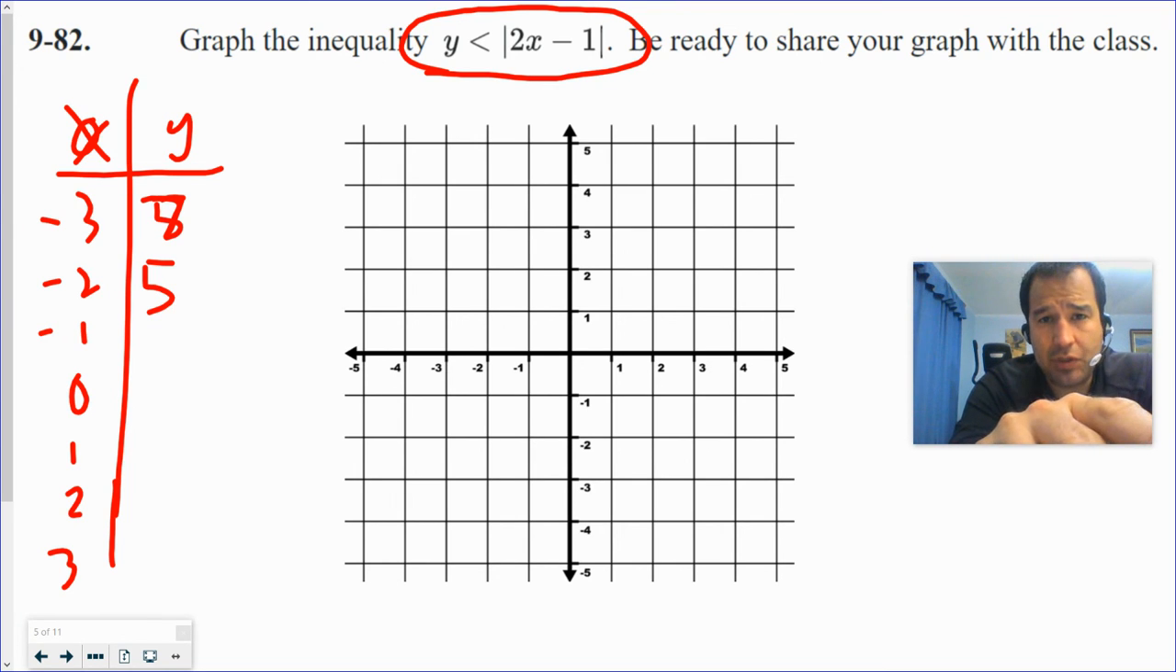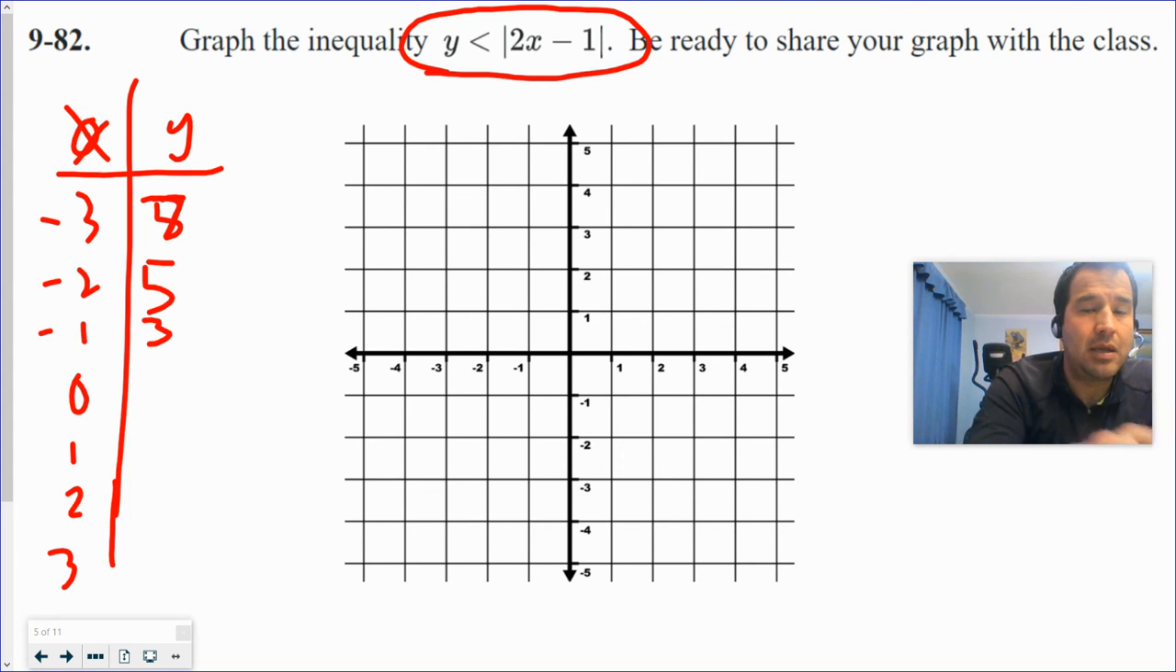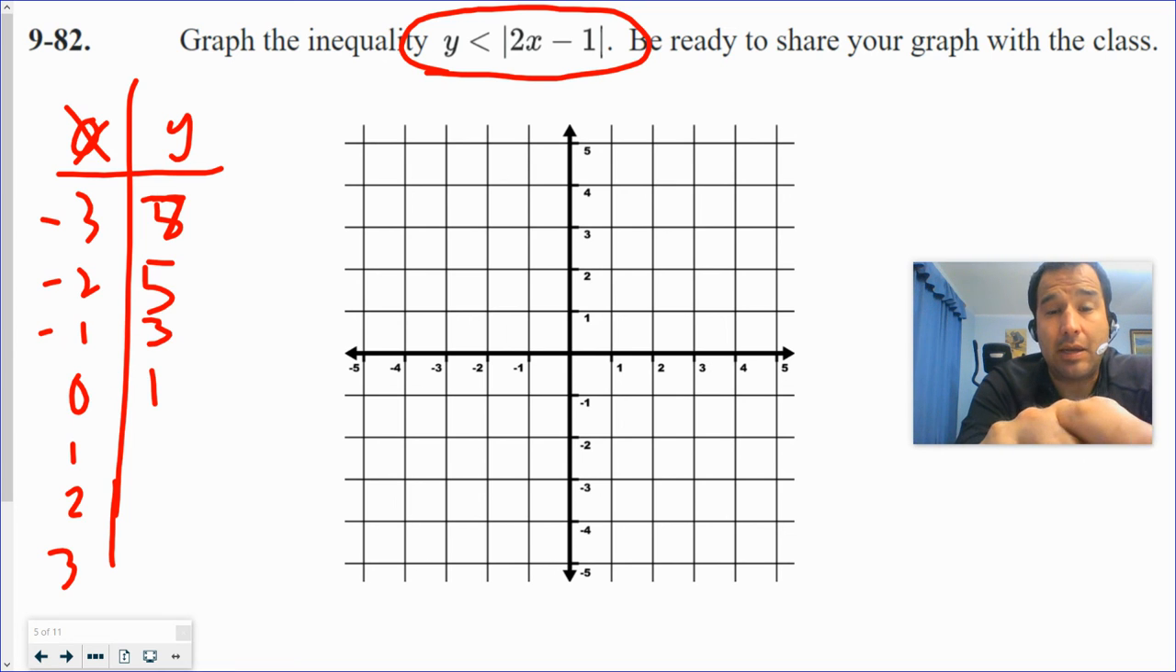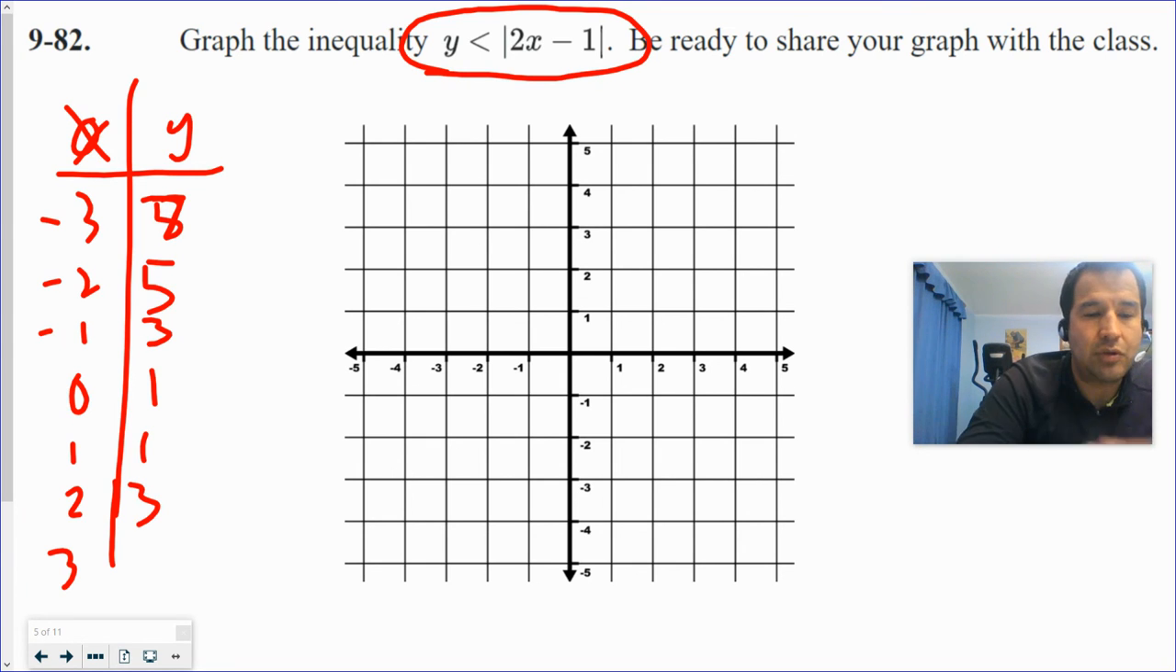2 times -1 would be -2, minus 1 would be -3, absolute value would be 3. 0 would be 1 because we find the absolute value of it. Now 2 times 1 would be 2, minus 1 would be 1. Absolute value of 1 would be 1, okay? 2 times 2 would be 4, minus 1 would be 3, and 2 times 3 would be 6, minus 1 would be 5. So it looks like that.